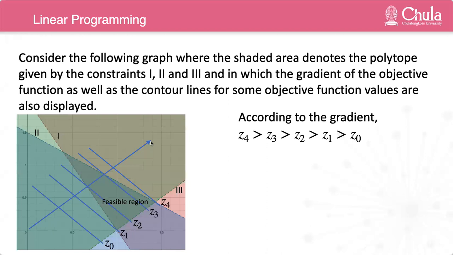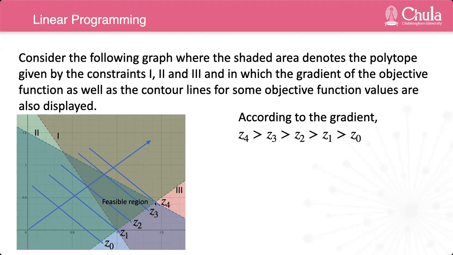So apparently, where is the maximum point? The maximum point must be here, right? Because along this way, we improve the objective function, and the contour is perpendicular to the gradient. Actually, it's perpendicular. However, the scales of x and y are not equal, so it looks unperpendicular in this figure. But this is the last point.